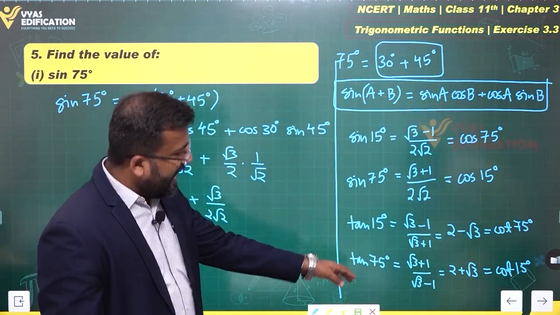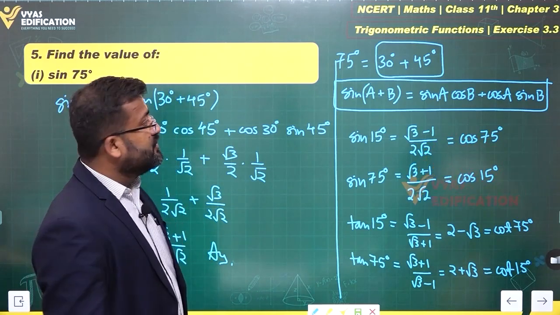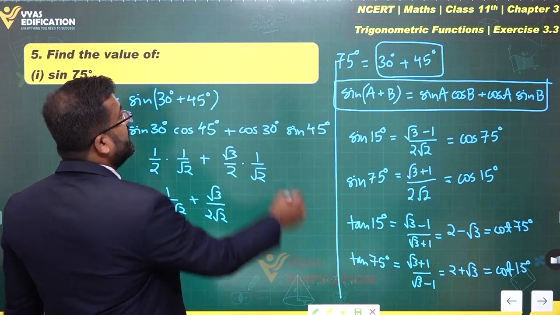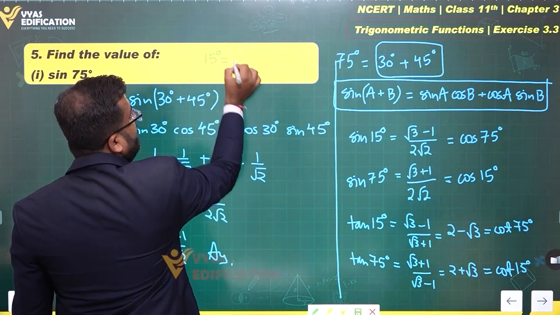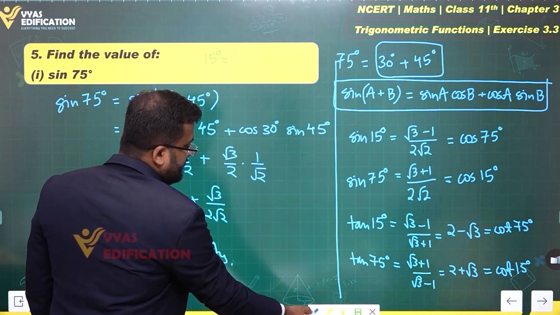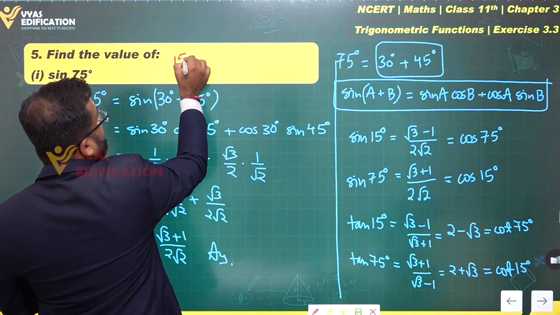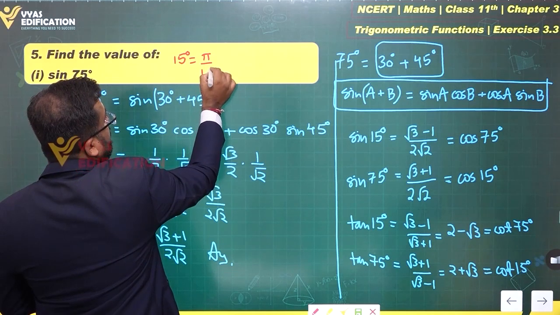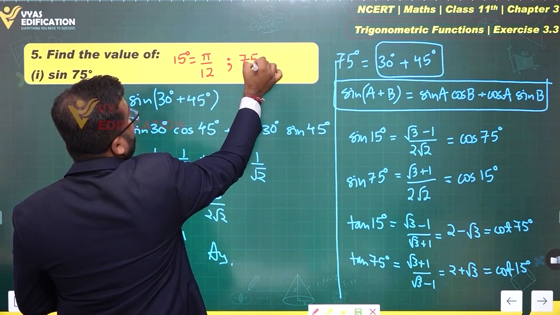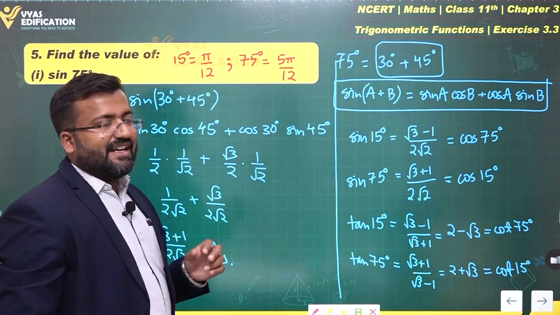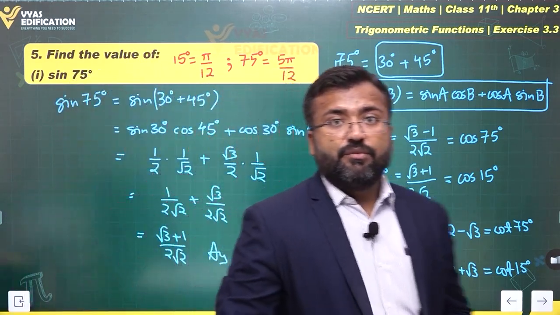So we'll remember these values, right? Along with this, we'll remember one more thing. And what is that? 15 degree in terms of radians. Now 15 degree in terms of radians, what is that equal to? So 15 degree in terms of radians would be equal to pi by 12. Not only that, 75 degree in terms of radian is 5 pi by 12. These are two standard angles which you can remember from now onwards.